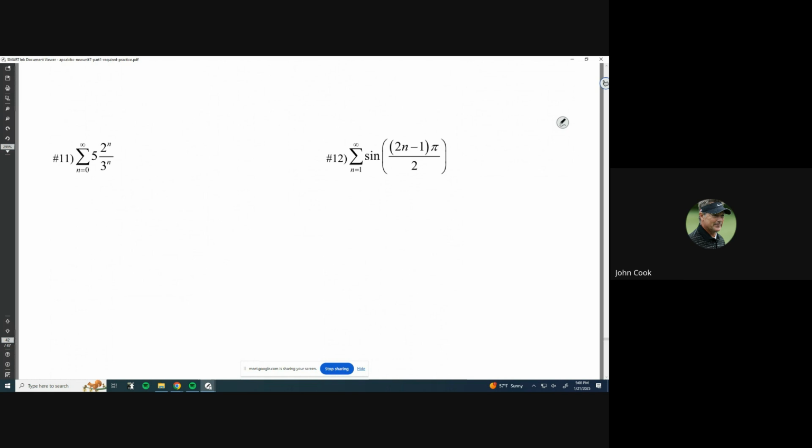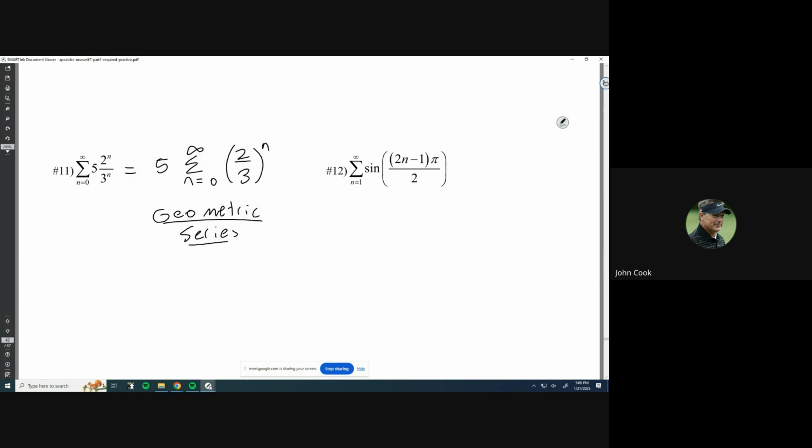Number 11, I would just move that 5 out front, and then it becomes a geometric series. That's pretty easy. Right, I can just rewrite that 2/3 to the n. So geometric series test for this one. Pretty easy.